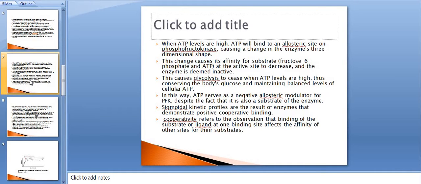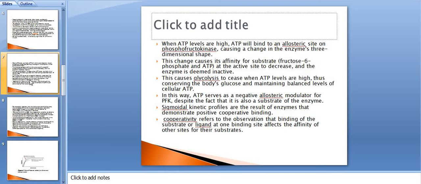Okay, this causes glycolysis to cease when ATP levels are high, thus conserving the body's glucose and maintaining balanced levels of cellular ATP. In this way ATP serves as a negative allosteric modulator for phosphofructokinase, despite the fact that it is also a substrate of the enzyme.